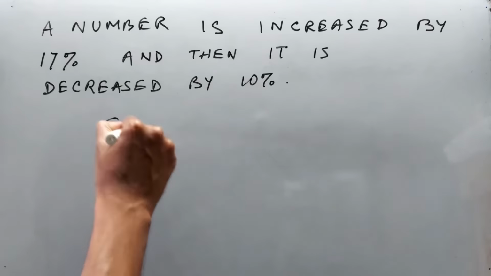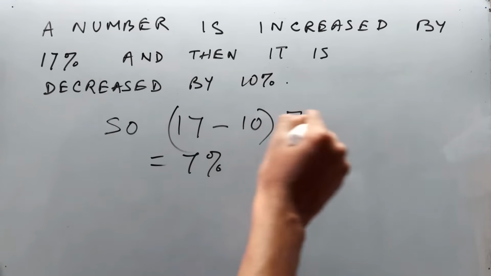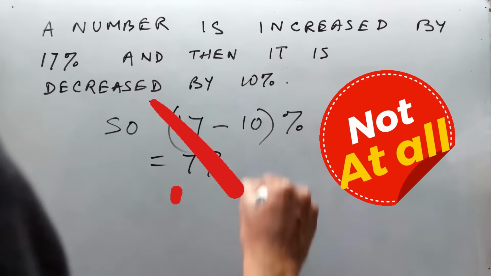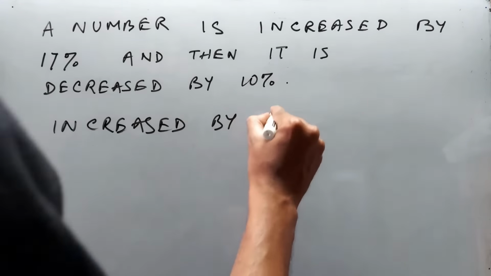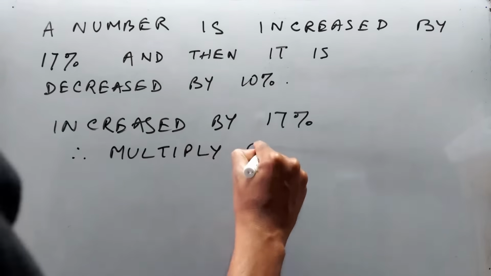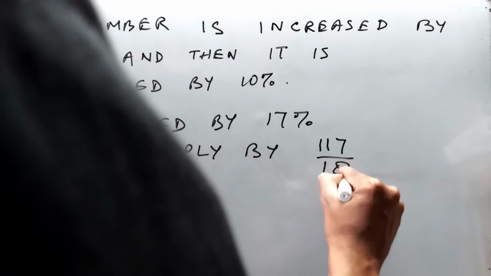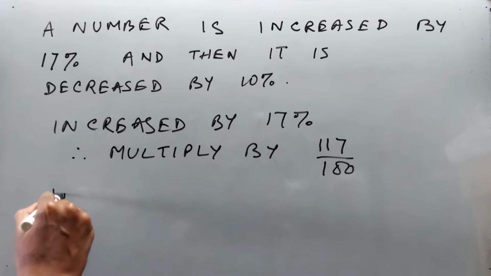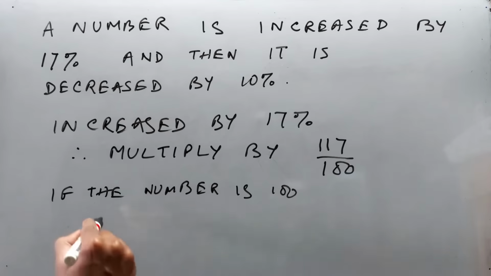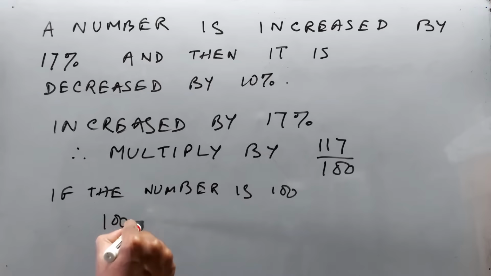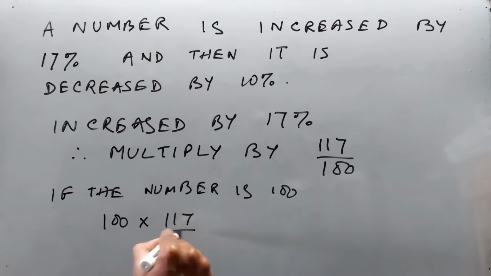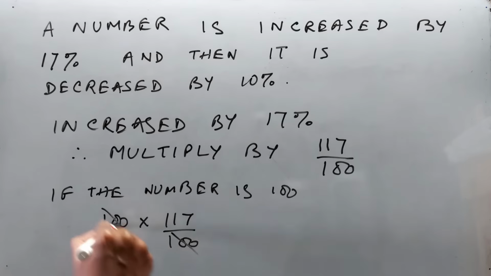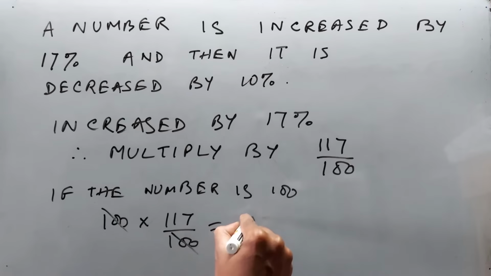A number is increased by 17% and then it is decreased by 10%. So 17 minus 10, 7%? No. Increased by 17%. Therefore, multiply by 117 over 100. If the number is 100, then definitely 100 into 117 over 100. This 100 cancels. The final answer will be 117.